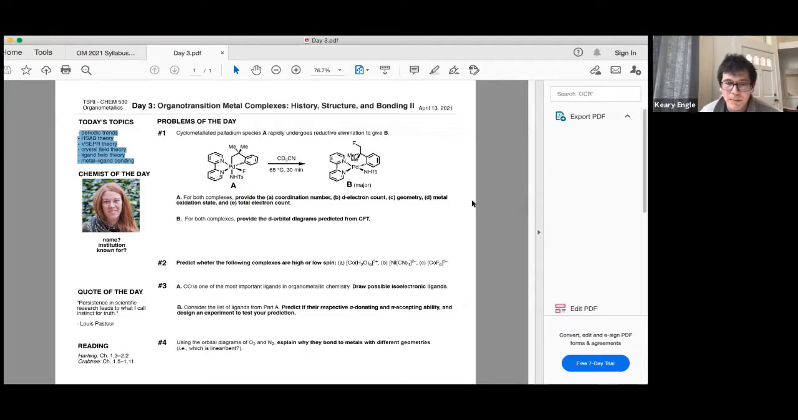So you have two complexes, A and B, that are related to each other in the sense that A undergoes direct elimination to make B. And so first is just do our standard workflow from last class: coordination number, electron count, geometry, metal oxidation state, total electron count, and then jot down the d orbital diagrams, and then how the electrons will fill those d orbitals. We'll give 30 seconds to think about it on your own, and then Van, do you want to enable breakout rooms so people can quickly compare answers before we discuss?